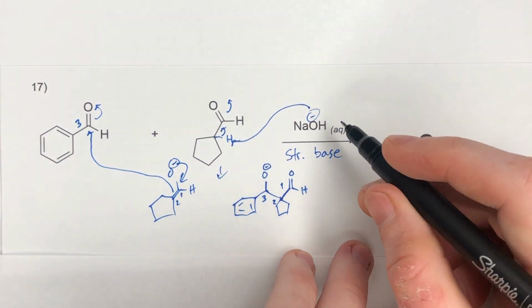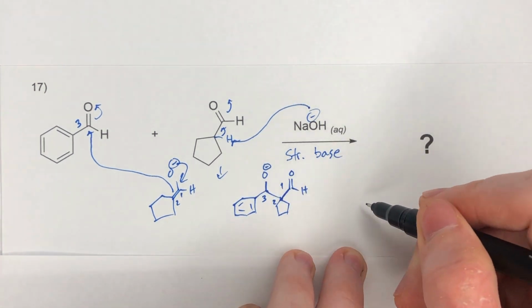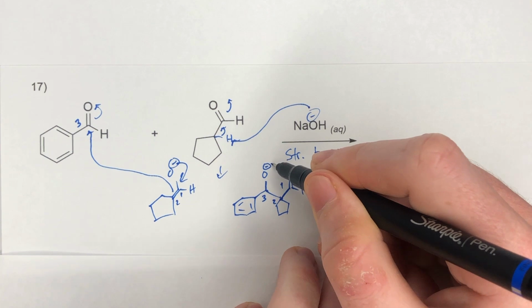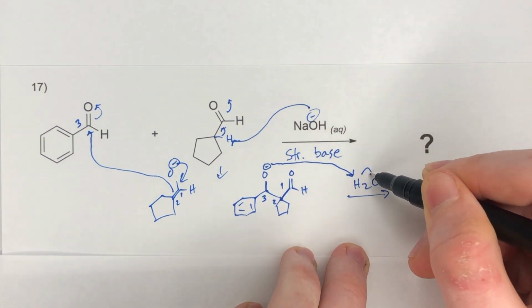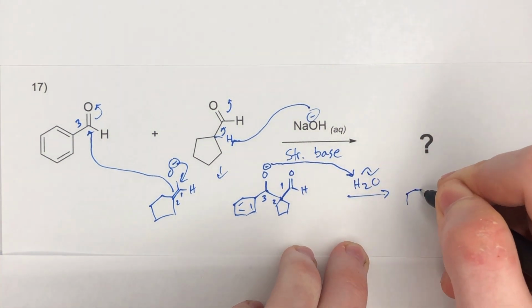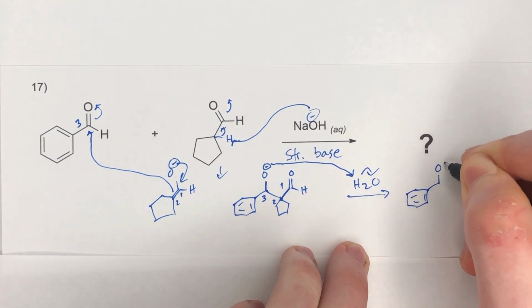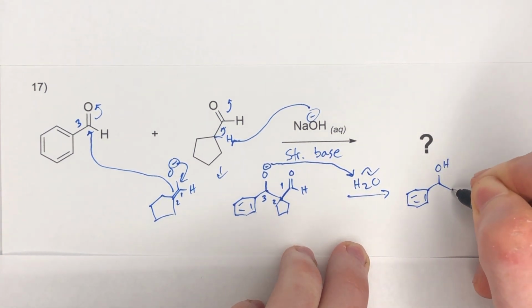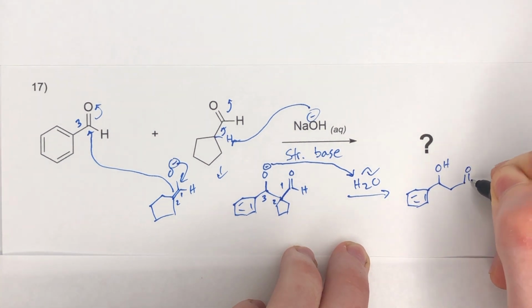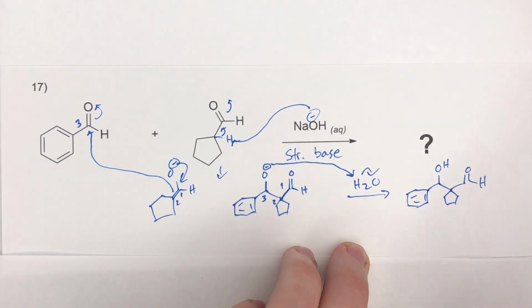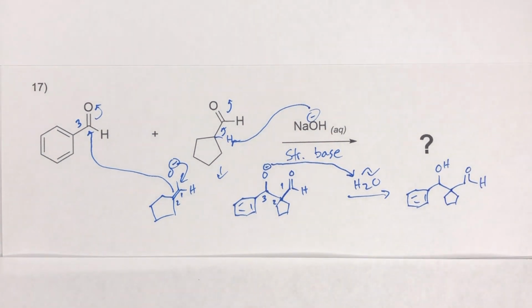Then, of course, we produced water when we removed this proton. So we're going to use water to protonate this oxygen here to give the aldol product. It is called an aldol because it has an alcohol and an aldehyde, hence the aldol name, the al from the aldehyde and ol for alcohol. And this is our product.